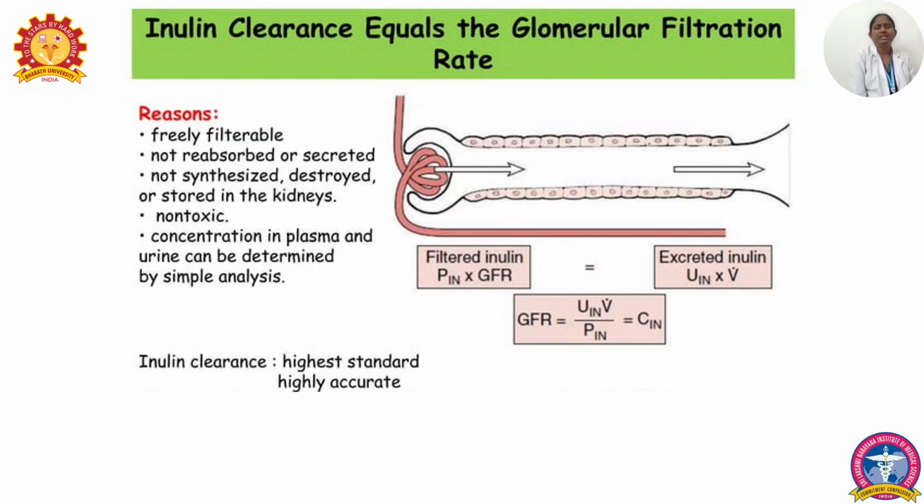The eligibility criteria for using a particular substance is that it should be freely filterable. It should not be reabsorbed or secreted. It should not be synthesized, destroyed, or stored in the kidney. It should be non-toxic. Concentration in the plasma and urine should be easily measurable for analysis. And that is why inulin clearance is always used as a gold standard and highly accurate technique for the measurement of glomerular filtration rate.